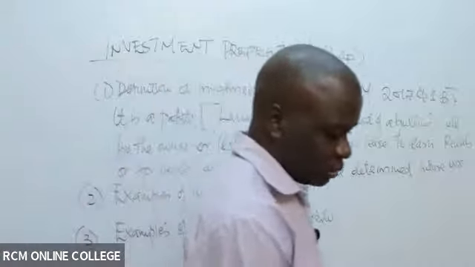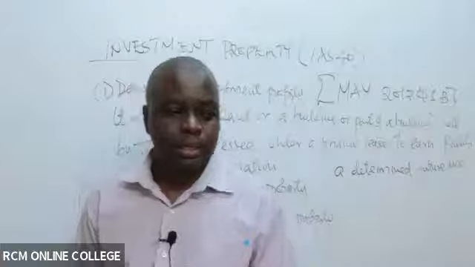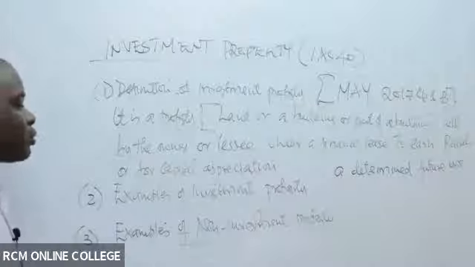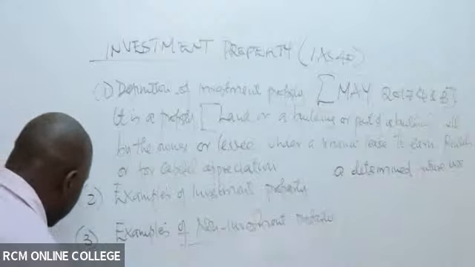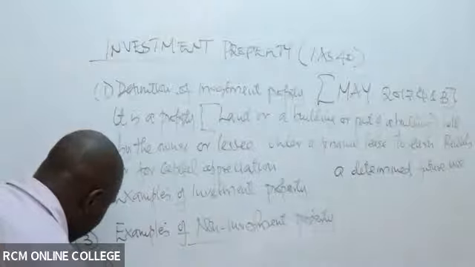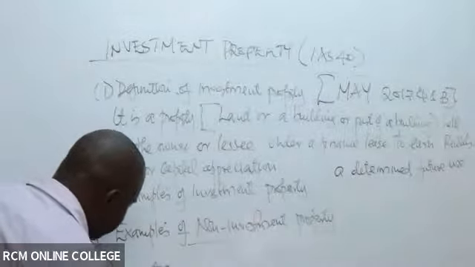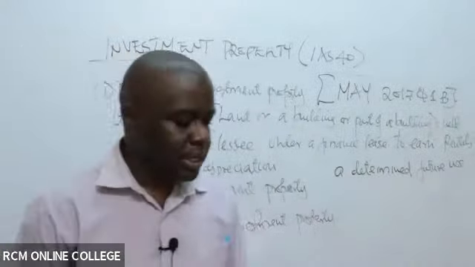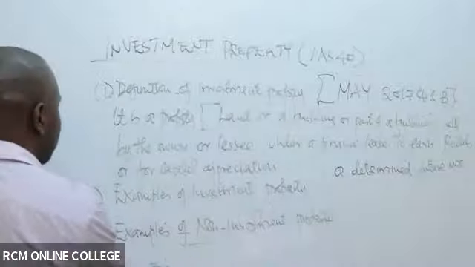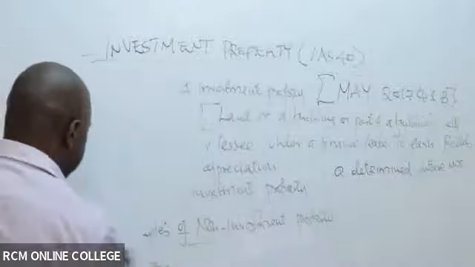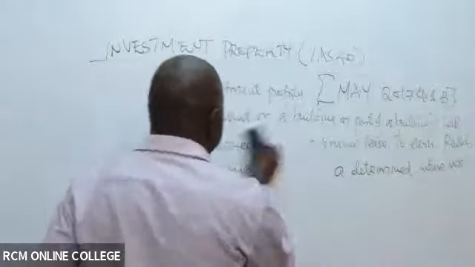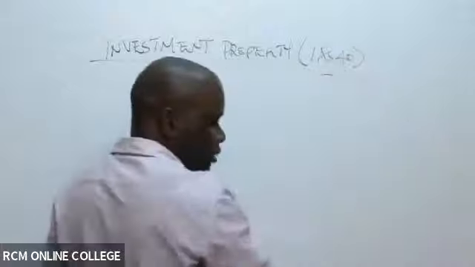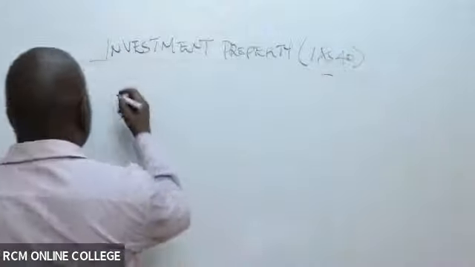Then recognition. How do you recognize them in the books of accounts? So number 4, we can look at recognition. How do you recognize investment properties in your financial statements? For example, if you are called upon to prepare financial statements, how do you recognize them?